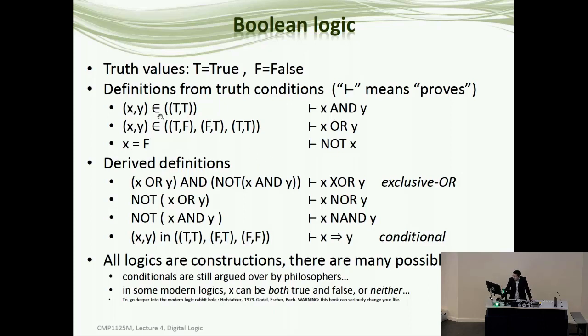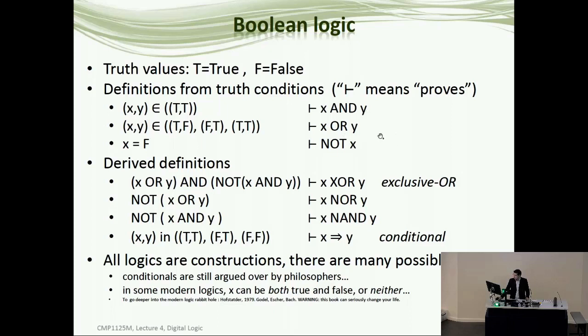So once you have these basic values, you can define logical operators. You say, if and only if X and Y are both true, then we say that X and Y is true. This symbol, you can read it as proves. So we're saying, if the thing on the left is true, you can deduce or conclude the thing on the right, okay? So if X and Y are both true, that proves the statement that X and Y are true. And if this is not the case, then the thing on the right is false in Boolean logic, okay?